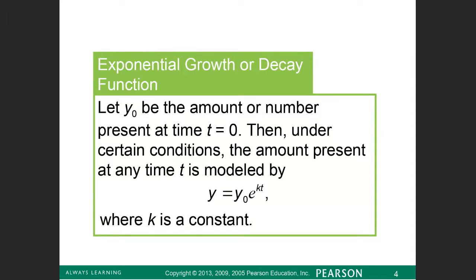Exponential growth or decay function. Here's the formula and definition. Let y sub 0 be the amount or number present at time t equals 0. Then, under certain conditions, the amount present at any time t is modeled by y equals y sub 0 e power of kt, where k is a constant.